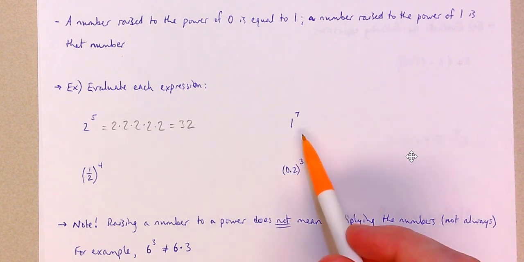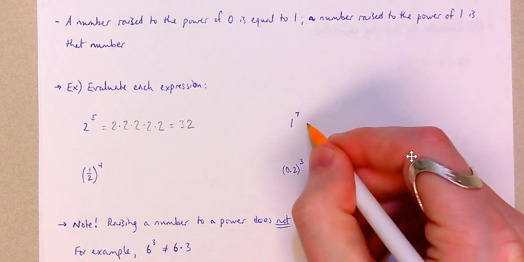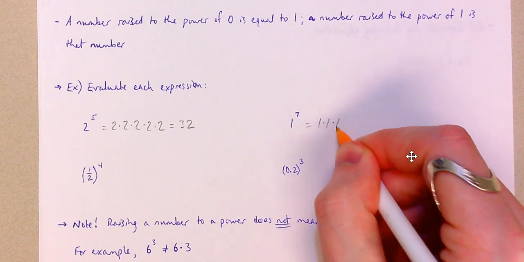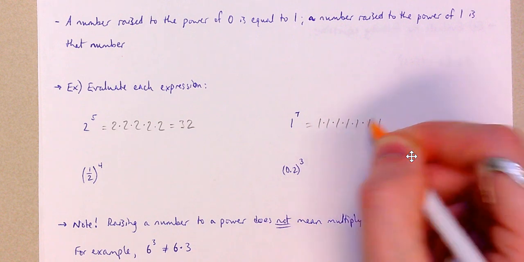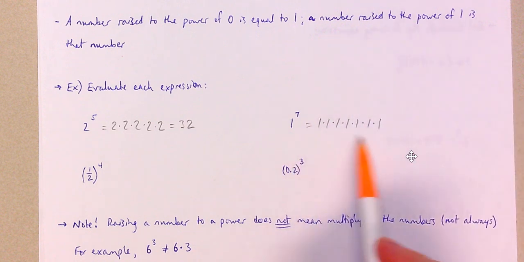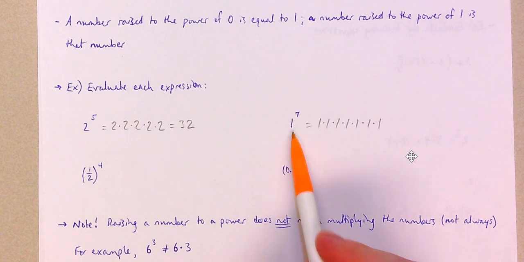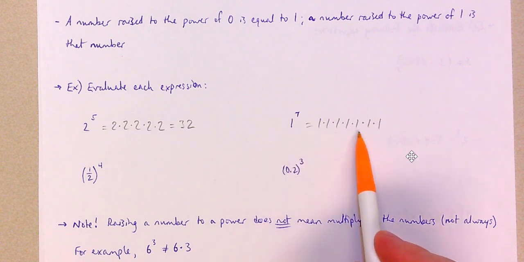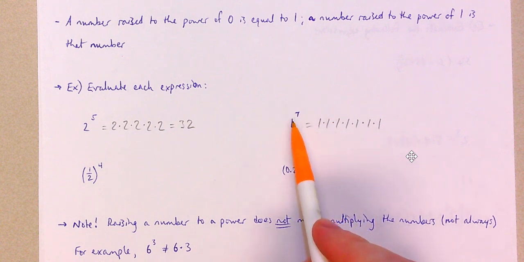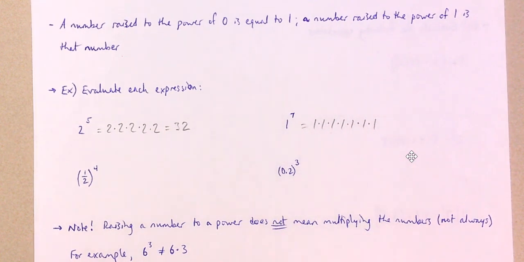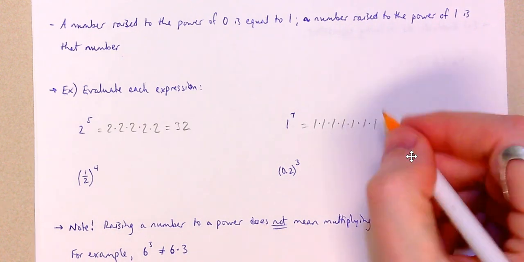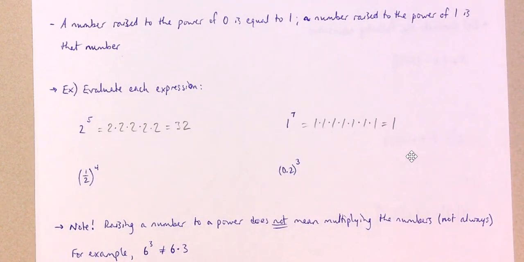Next one, 1 raised to the 7th power, or 1 raised to the power of 7. This is 1 times 1 times 1 times 1 times 1 times 1 times 1. The number that we're multiplying, again, is that base, and the number of times that we're multiplying it, 7, is our exponent. So what is 1 times 1 times 1 times 1 times 1 times 1 times 1? It's just going to be 1.